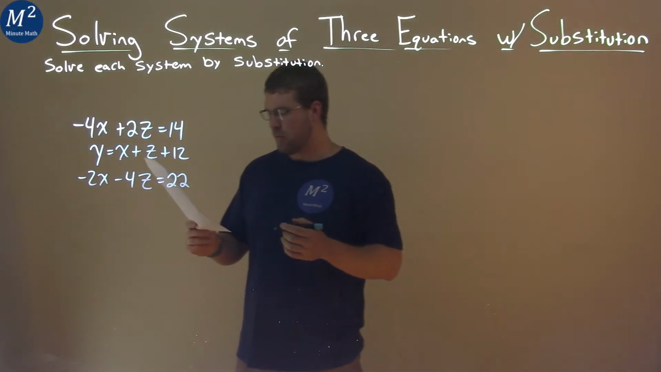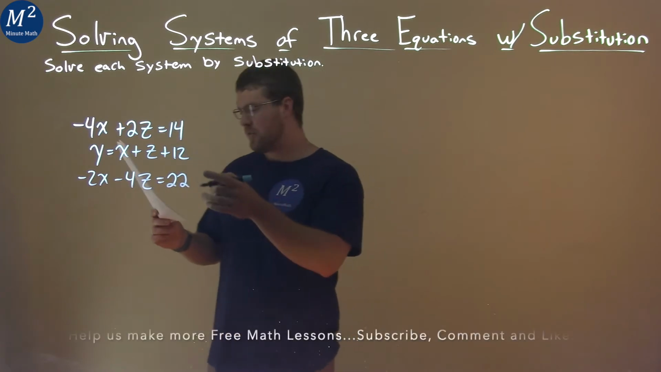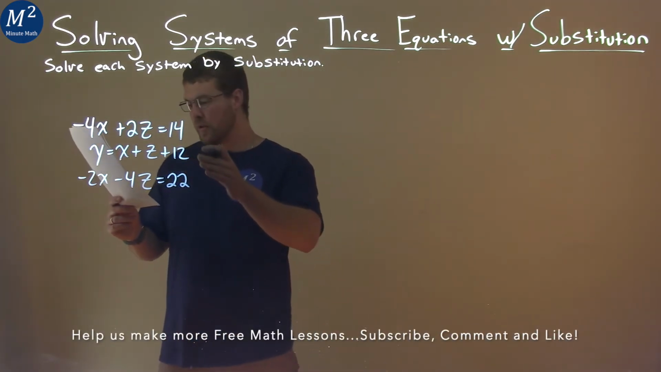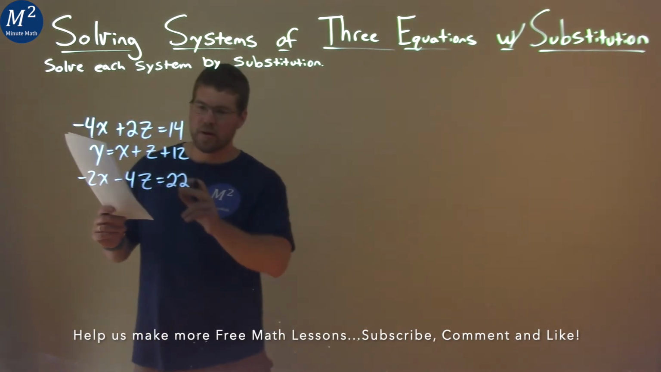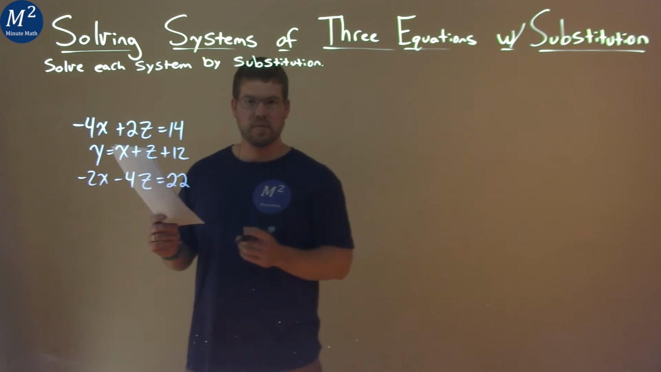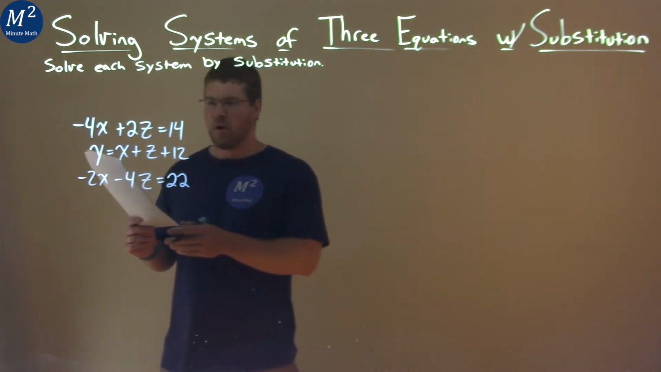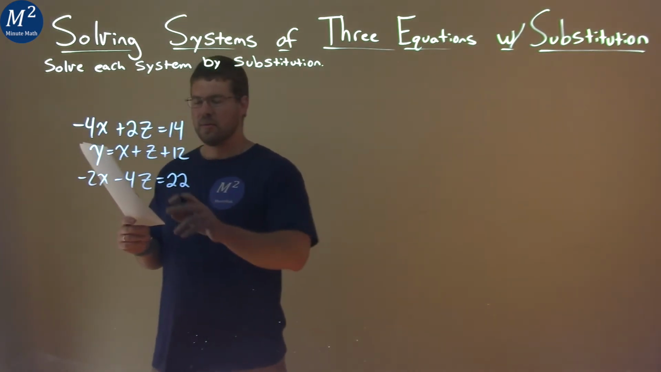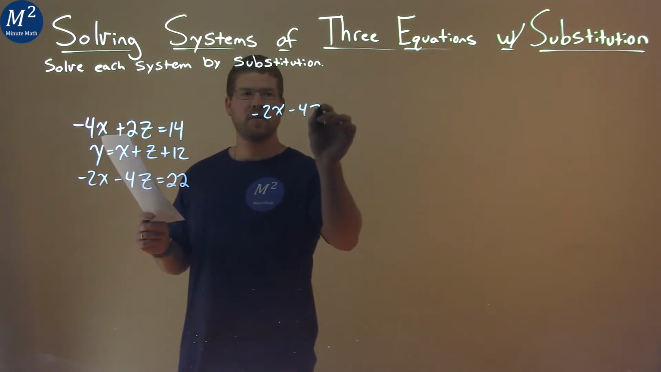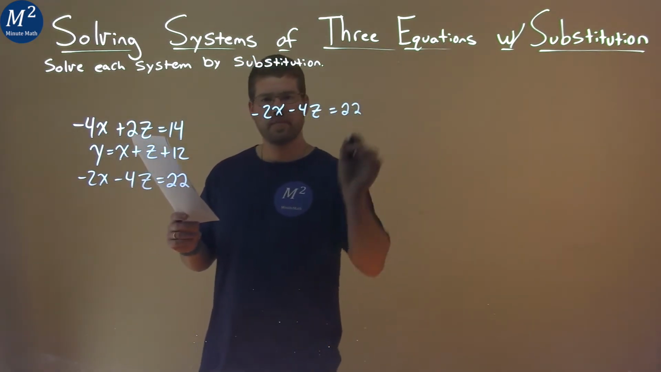We're given this problem right here: negative 4x plus 2z equals 14, y equals x plus z plus 12, and negative 2x minus 4z equals 22, and we want to solve the system by substitution. One thing I noticed about the last equation, let's rewrite that here. Negative 2x minus 4z equals 22.